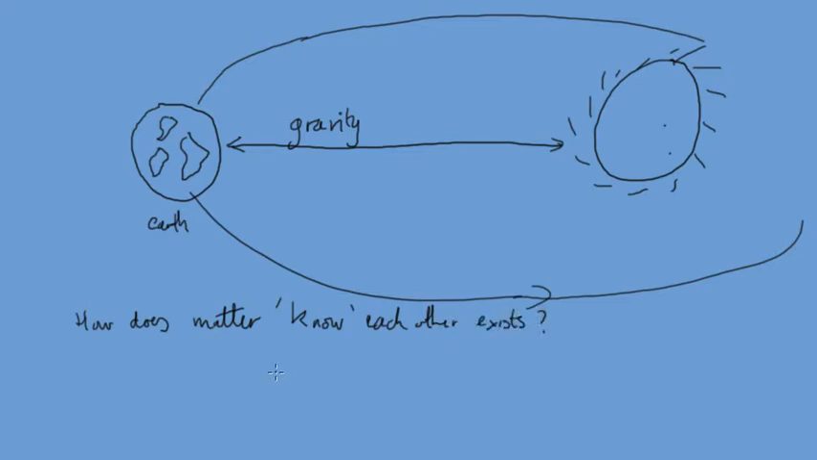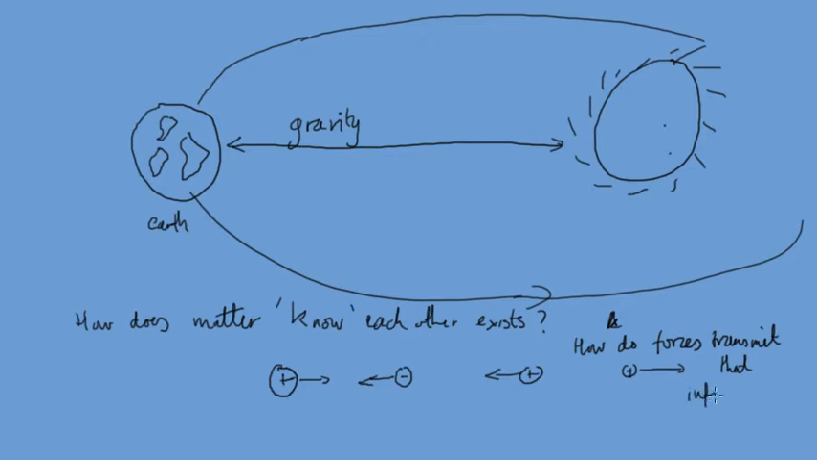The same problem exists with charged particles. We could have a positive charged particle and a negative charged particle, and they're going to attract one another. How do these charged particles know the other one is there? Similarly, two positive charged particles are going to repel. How do forces transmit that information? Seeing that there's no contact between these different bodies, how does that actually happen?